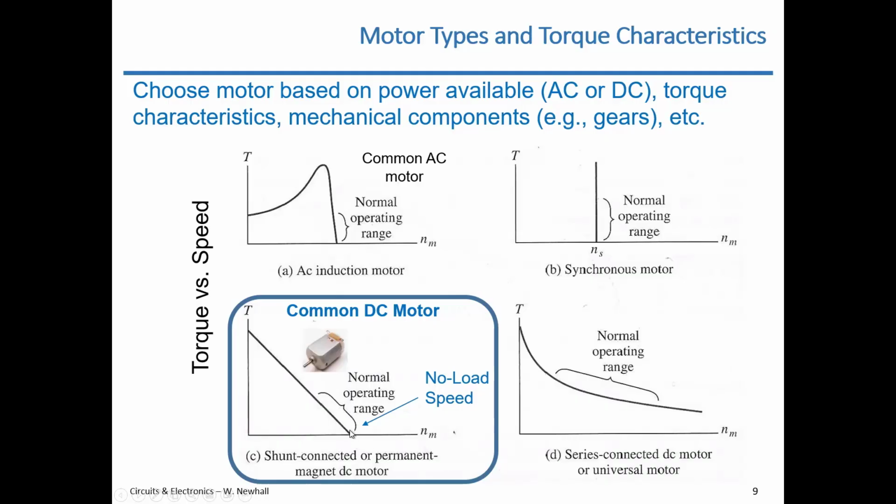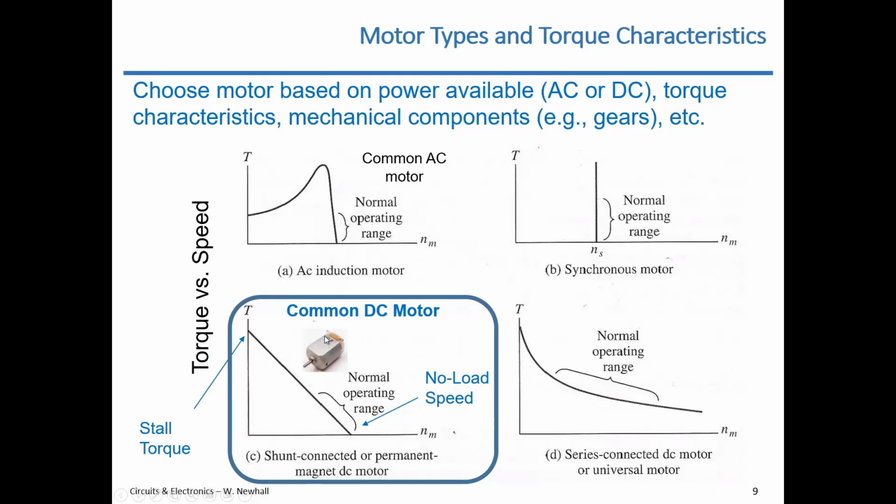If you apply torque, then the speed is going to get lower. So RPM is going to fall as you increase torque along this line. And finally, you're going to get to the point where you apply so much torque that the RPM falls to zero, and that's called the stall torque. So that's a common DC motor. That's the characteristic of it.